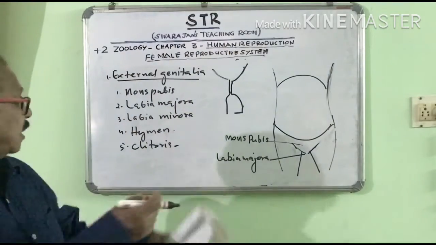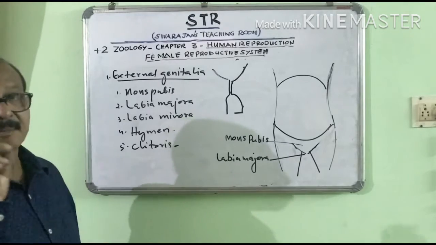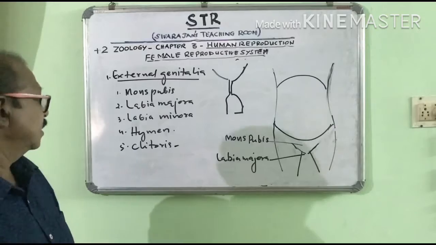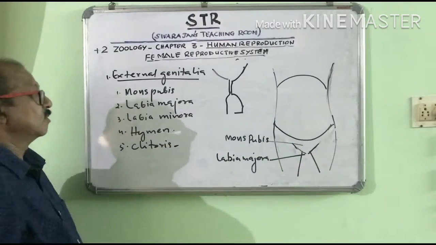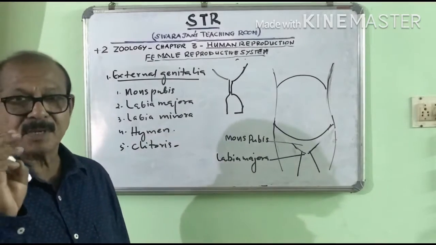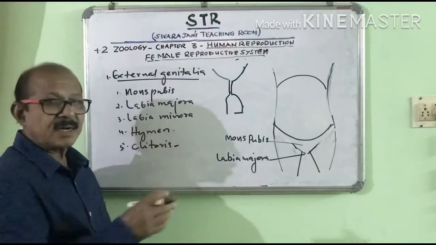Then clitoris. What is clitoris? At the point where the labia minora joins, there is a small finger-like muscular projection. It is called the clitoris. So there is a very small finger-like muscular projection at the point where the labia minora joins.